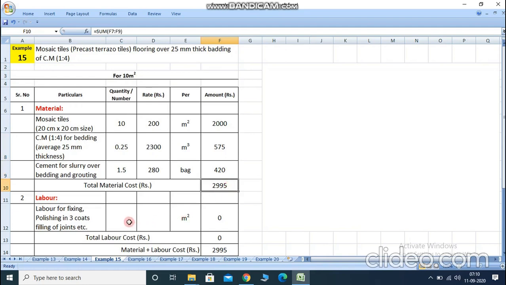Similarly, for labor for fixing, polishing in 3 coats and filling joints, the rate is 150 rupees per square meter. Here the quantity we already took is 10 square meters. So 10 multiplied by 150 gives 1500 as the labor cost.